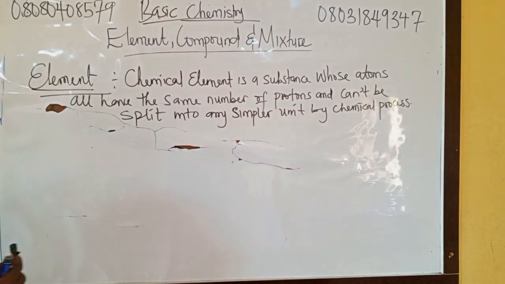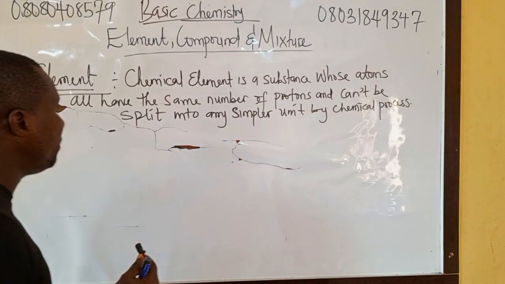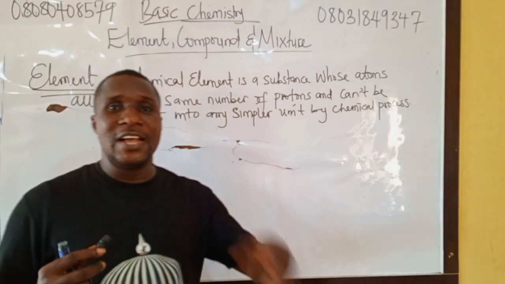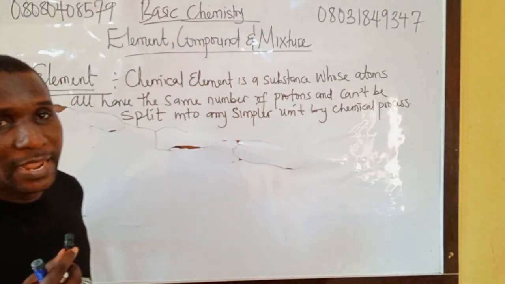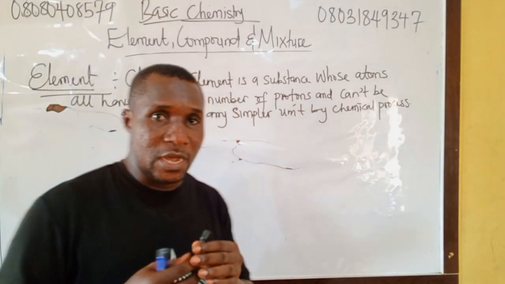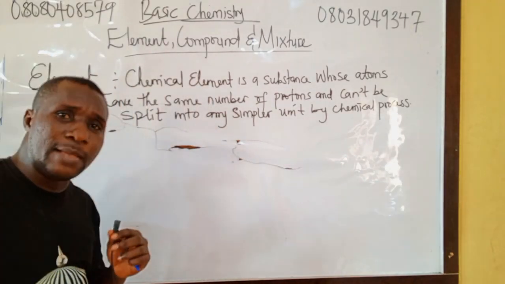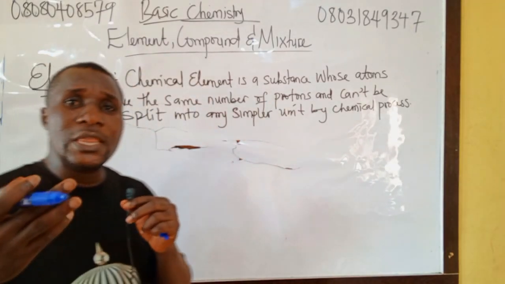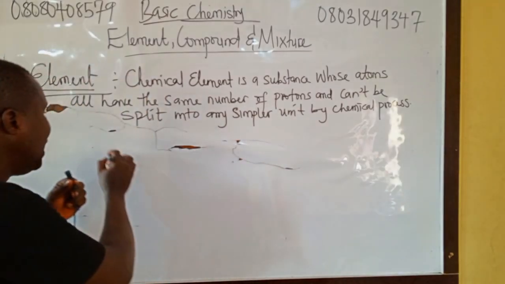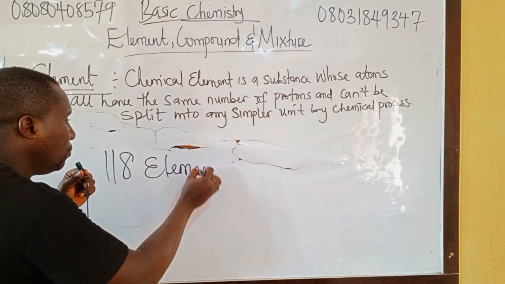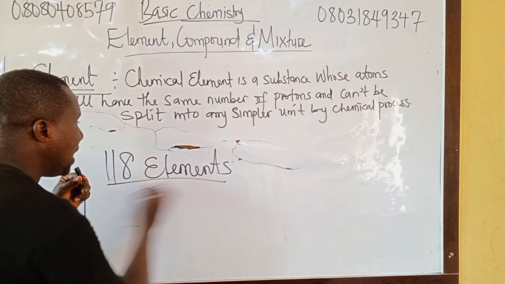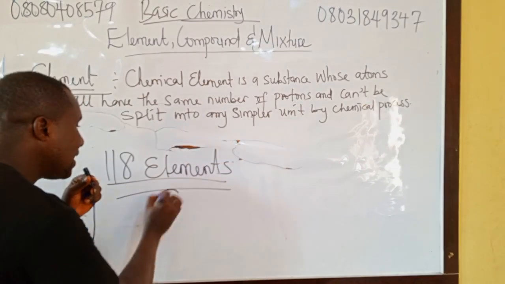A chemical element is a substance whose atoms all have the same number of protons and cannot be split into any simpler unit by any chemical process. And we have three types of element. In the modern periodic table, we have 118 elements. Take note of that.